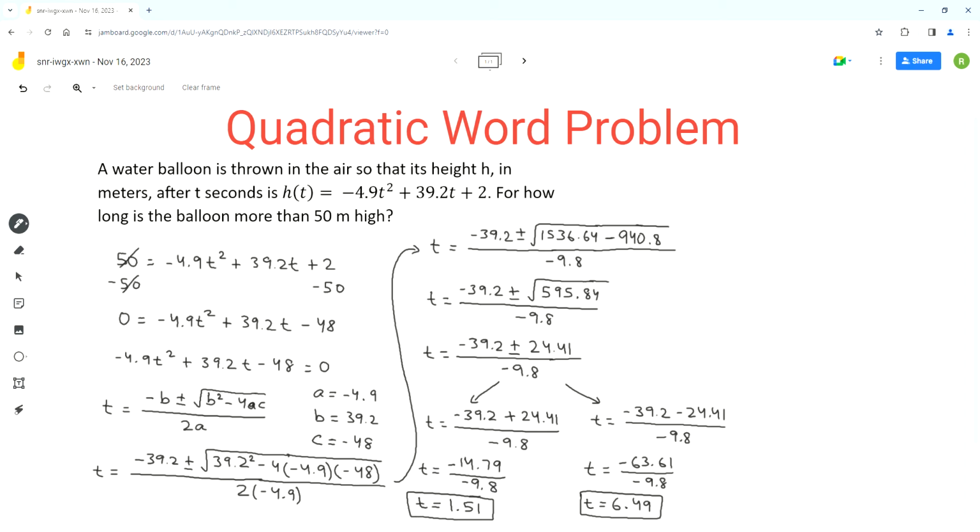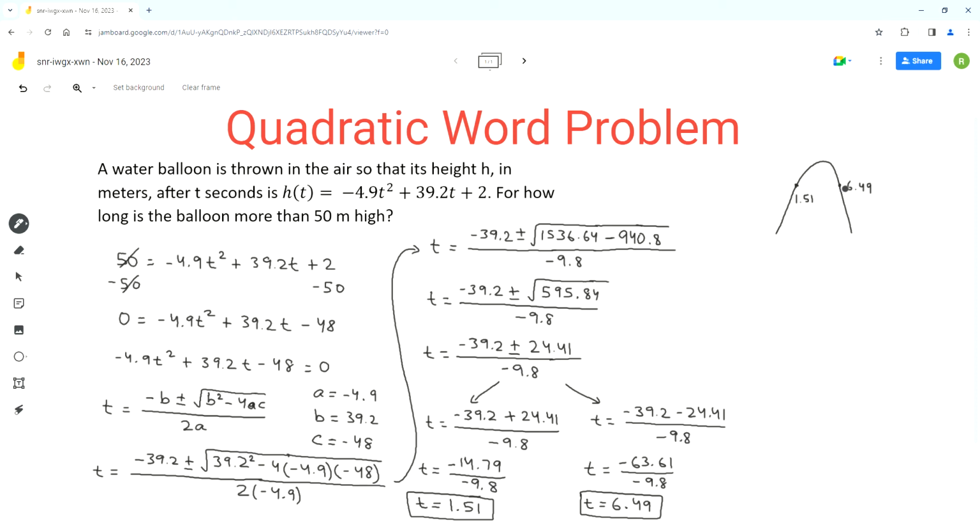Now since the given equation is a quadratic equation, the graph is a parabola. Let me just show it on the board. The graph is a parabola that opens down because the leading coefficient is a negative number, negative 4.9. As the ball goes up, it reaches a height of 50 meters first at this lower value of time, which is 1.51. And then on its way back down, it again reaches a height of 50 meters at 6.49 seconds. That means the height of the ball is more than 50 meters between these two times.